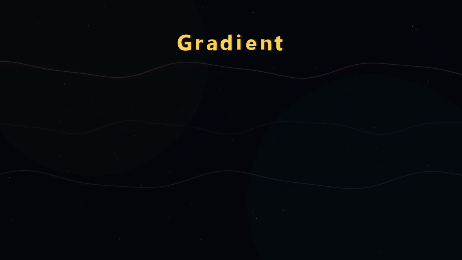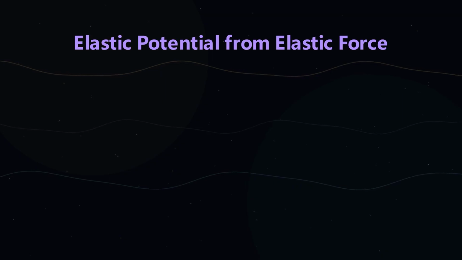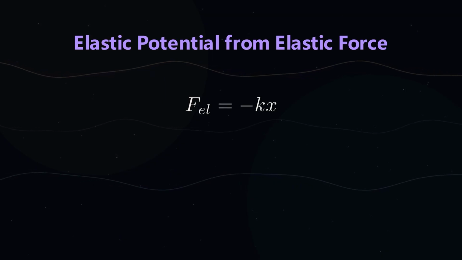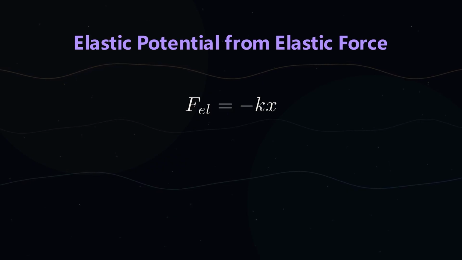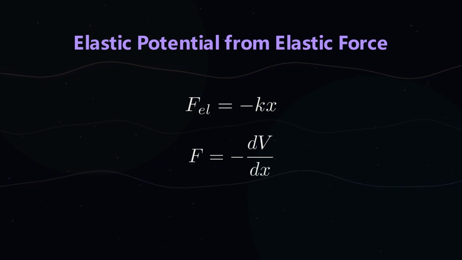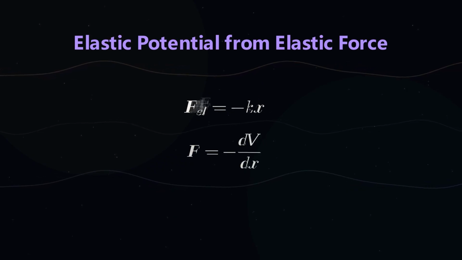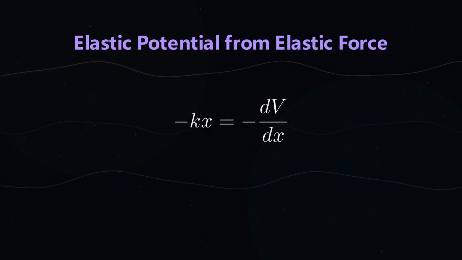Let's see this with the elastic force. For a spring, we know that F equals minus kx. But for a conservative force in one dimension, F equals minus dV/dx. So we can write minus kx equals minus dV/dx.